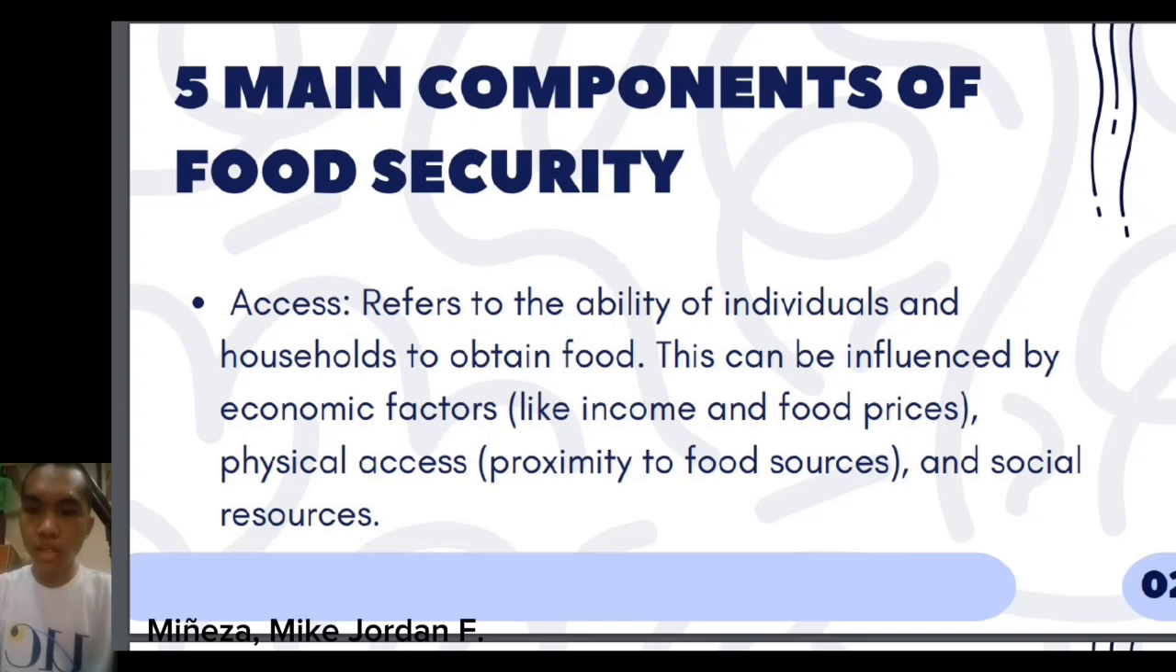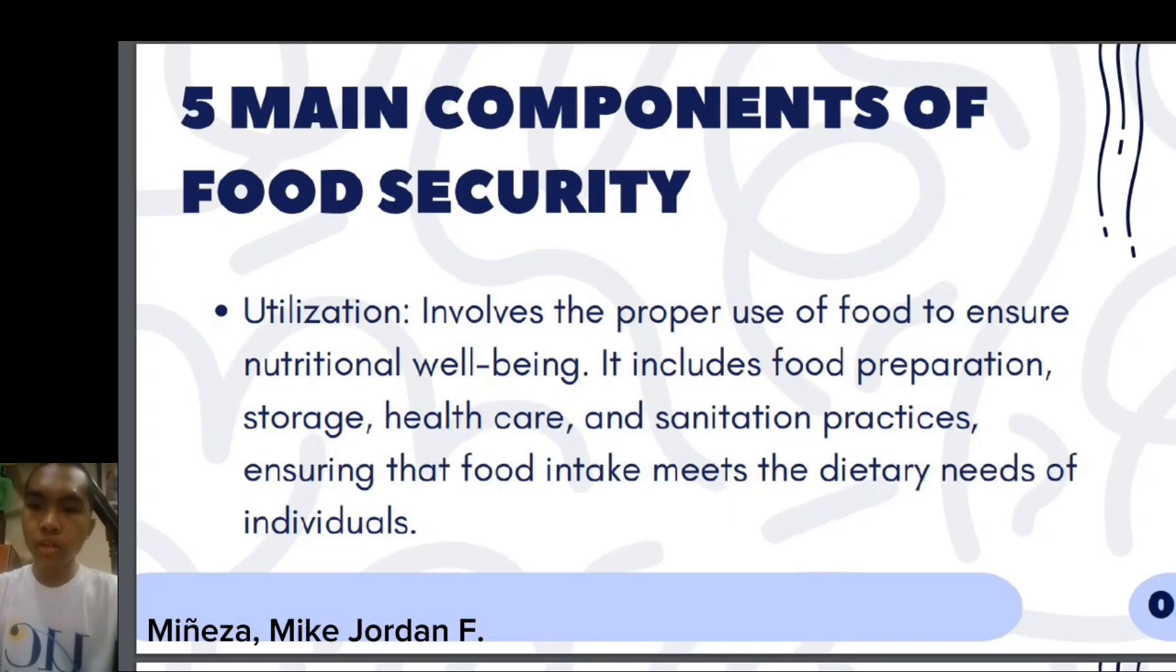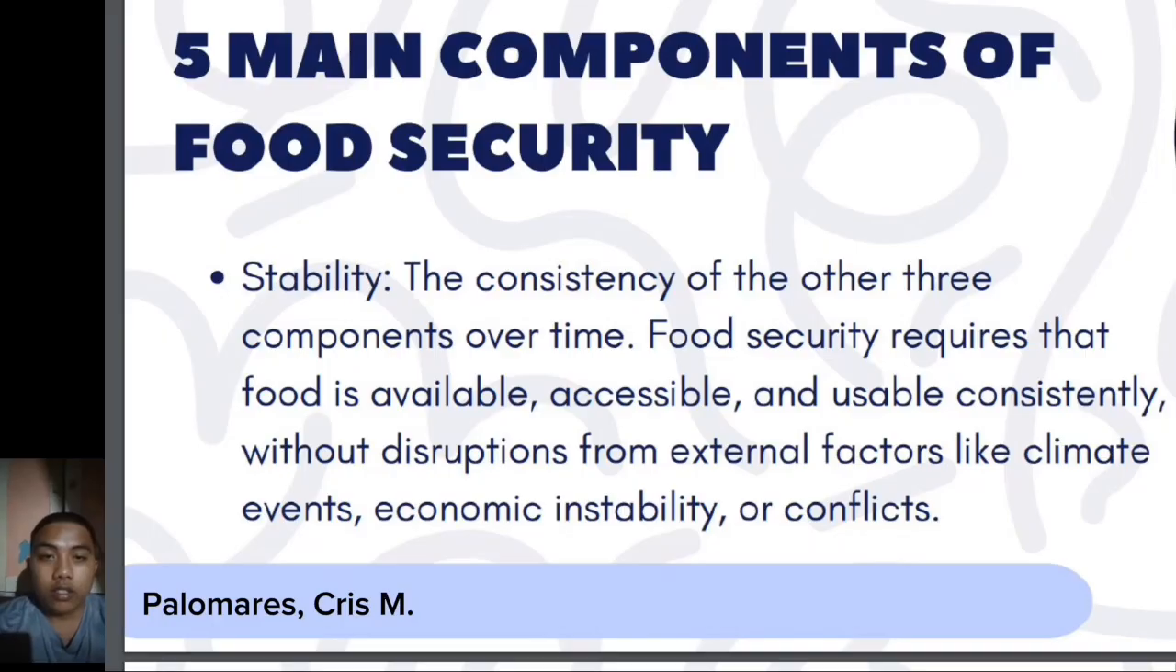Second is access. Even if food is available, people must be able to access it. This requires that food be affordable, accessible through local markets, and that individuals have enough income or resources to purchase or obtain it. Third is utilization. For food security to be effective, individuals need the ability to use the food they access in a nutritious and safe way. This involves access to a diverse diet, food safety measures, and knowledge about nutrition to ensure the food consumed supports health.